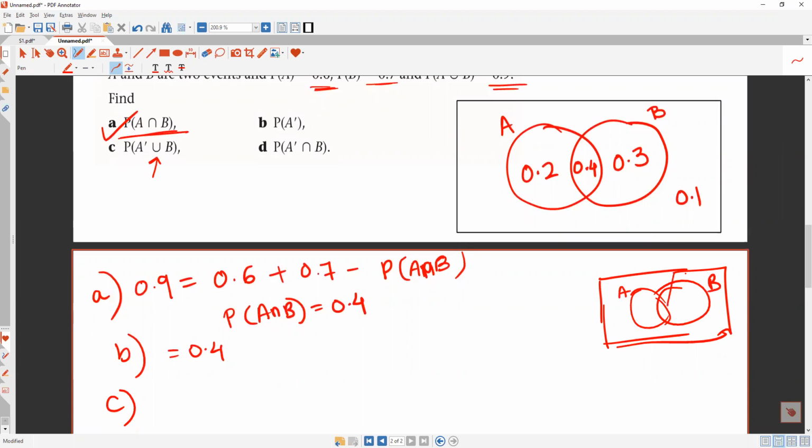A complement, mark everything in a very fast manner. Last time I showed you guys in a very slow manner. Then union B. So only B. Okay. So you have to take everything except 0.2.